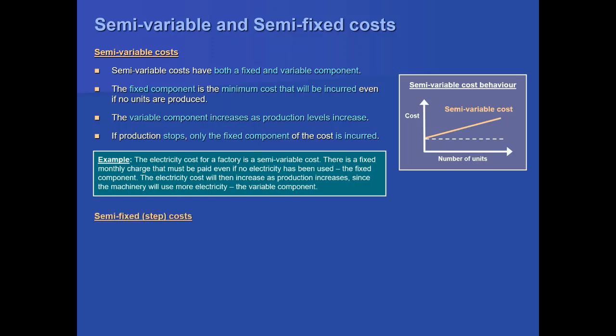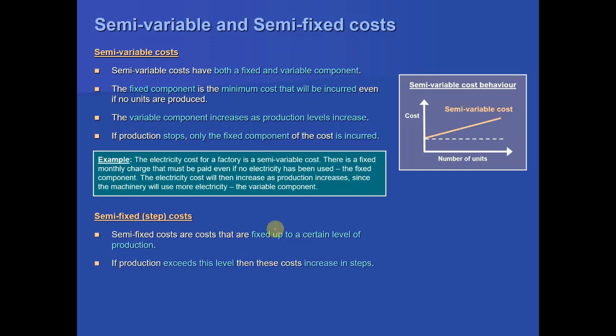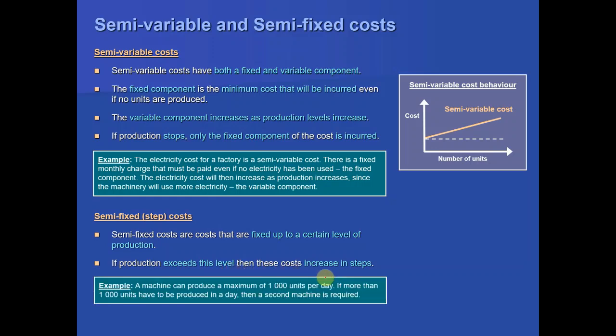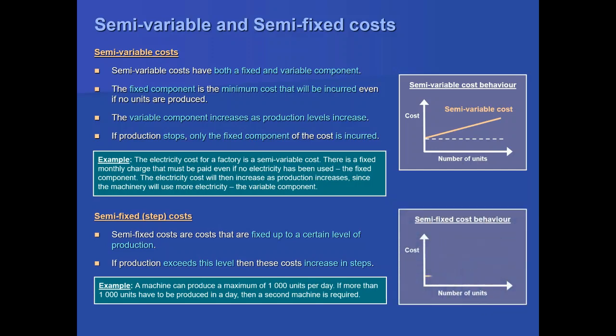Finally, the semi-fixed or step costs. Semi-fixed costs are costs that are fixed up to a certain level of production. If production exceeds this level, then these costs increase in steps. As an example, a machine can produce a maximum of 1,000 units per day. If more than 1,000 units have to be produced in a day, then a second machine is required. And if 3,000 units is required, a third machine. And each machine will result in extra costs.